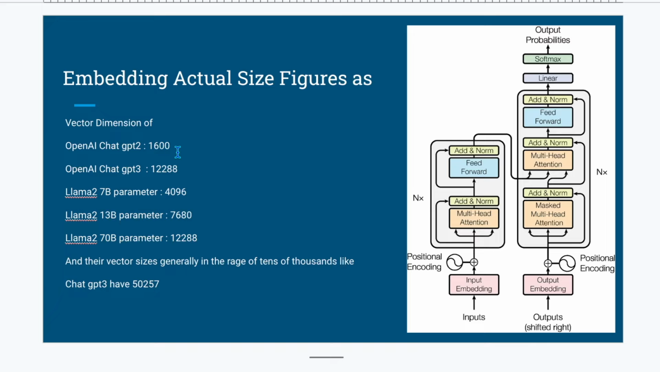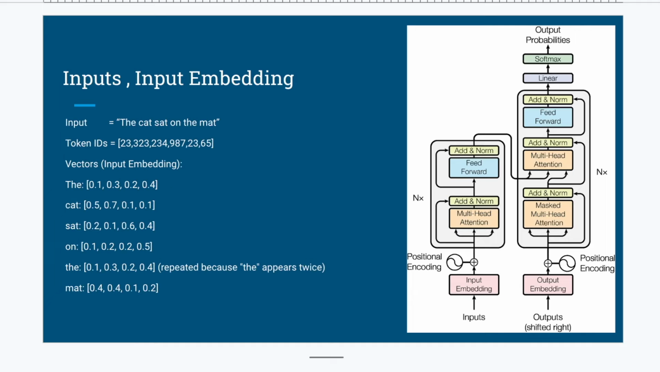There we see it's a four-dimensional vector, right? But actually GPT-2 has 1600 dimensions, and GPT-3 has 12,288 dimensions, like this. The 7 billion parameter model is 4096. So what does this 4096 represent? Instead of this four, there are 4096 different numbers separated by commas in an array. That is the dimension of a vector.